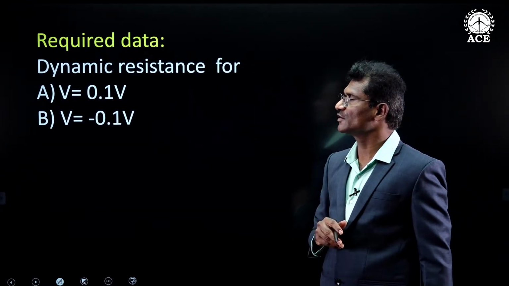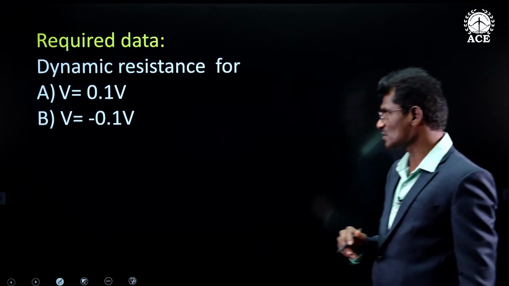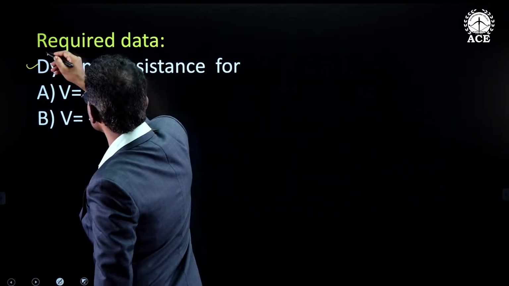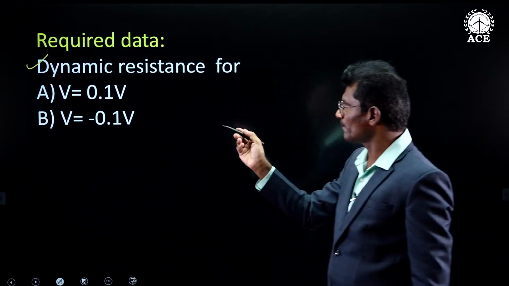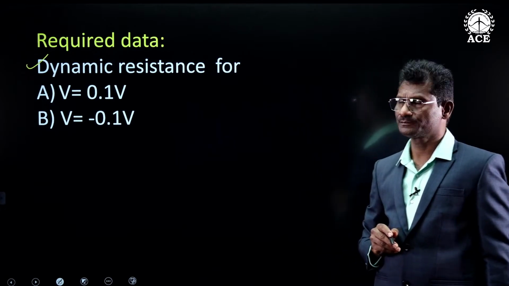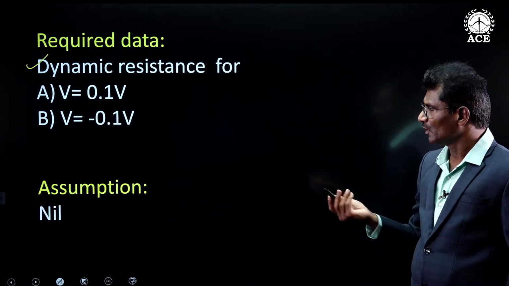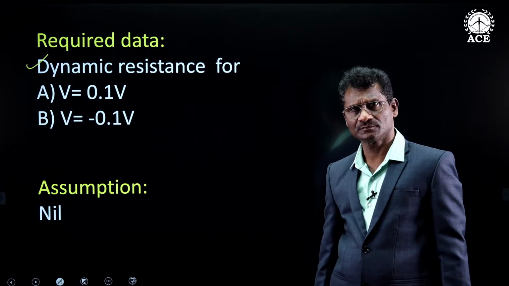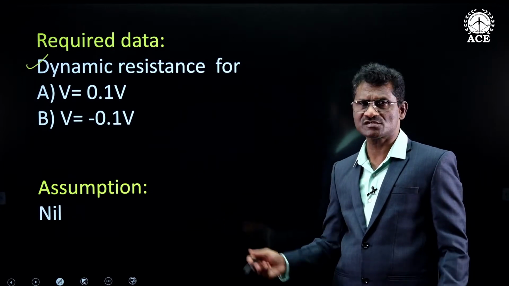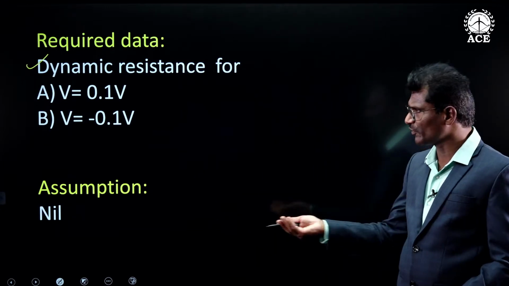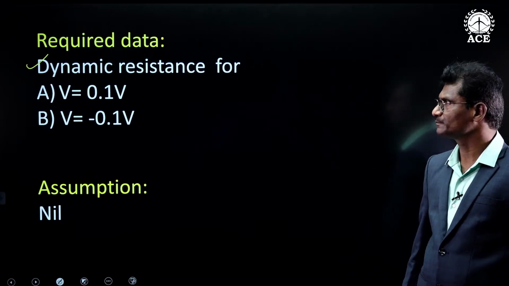Next step is required data. He is asking us to find out dynamic resistance for part A and part B. And there are no assumptions here. You need not write assumption is nil. Even if you write, there is no problem with that.